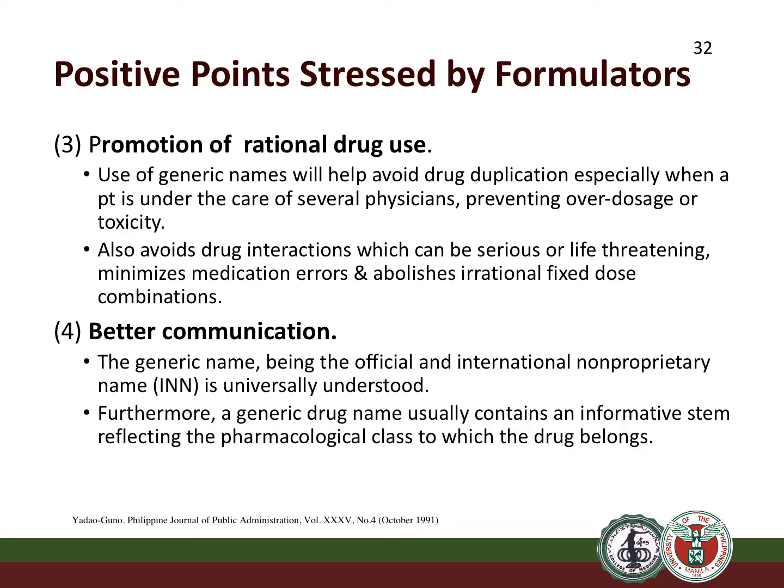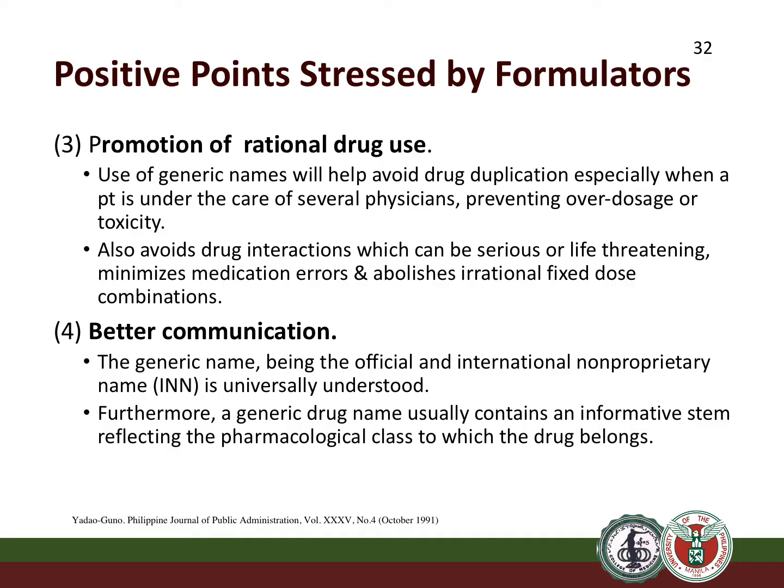So can you imagine if you are being seen by 5 doctors and each one will prescribe, let's say, metformin, like I showed you, and the names are all different and it's hard to recognize whether that's really metformin. So that can lead to overdosage or toxicity because they're prescribing duplicates without realizing it, because the generic name is not written. Also, this would avoid drug interactions which can be serious or life-threatening. It can minimize medication errors and abolish irrational fixed dose combinations.